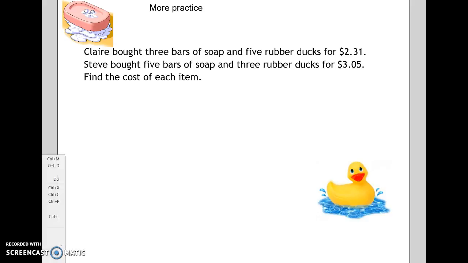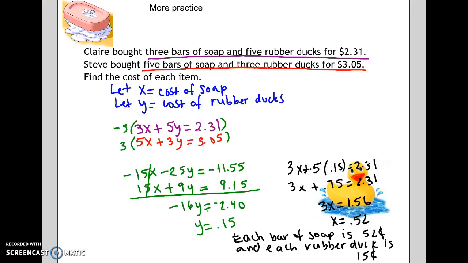Here's some more practice with those problems that we did in 6.3. So go ahead and try doing this problem. Pause the video so you have time to do it before the answer pops up. Okay, go ahead and check your answer. See if you did it correctly.